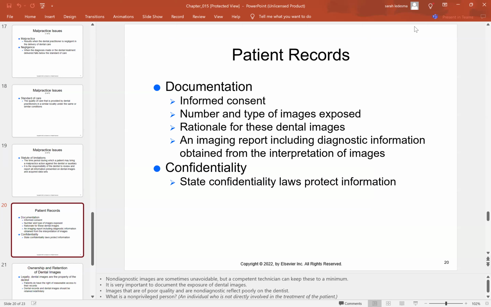Patient records. Documentation includes informed consent, number and type of images exposed, rationale for these dental images, an imaging report including diagnostic information obtained from the interpretation of images, and confidentiality. State confidentiality laws protect information.